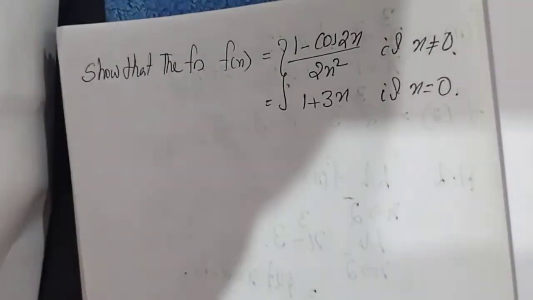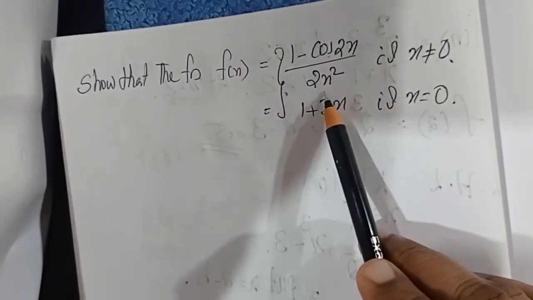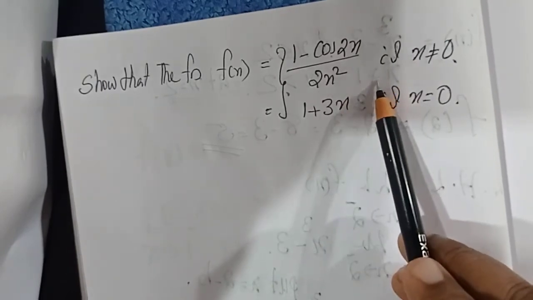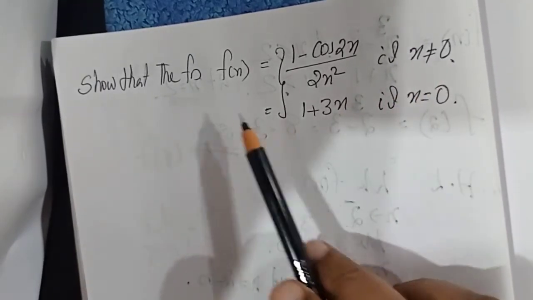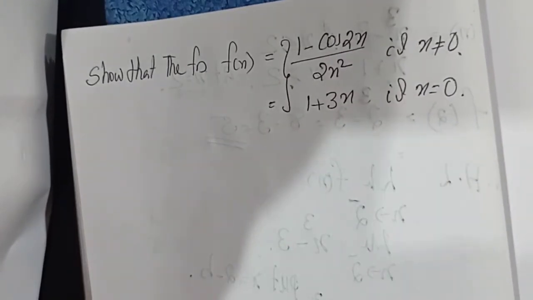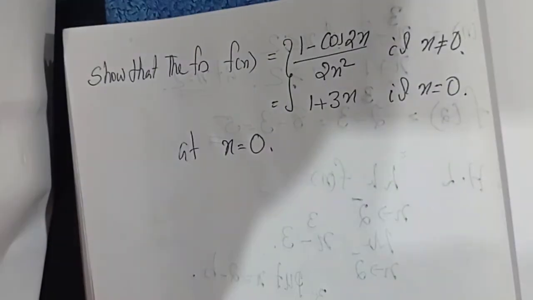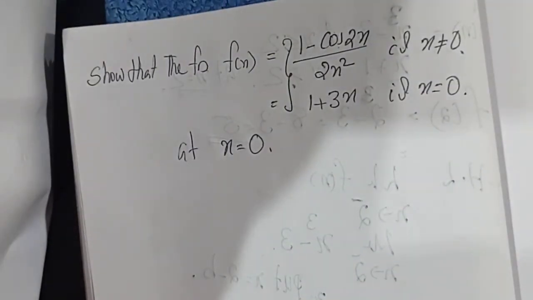The question is, show that the function f(x) equal to (1 minus cos 2x) by 2x square if x not equal to 0, and f(x) takes the value 1 plus 3x if x equal to 0. Our aim is to prove the continuity at x equal to 0.